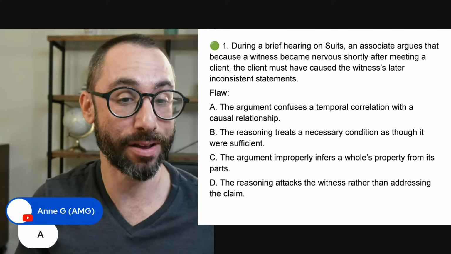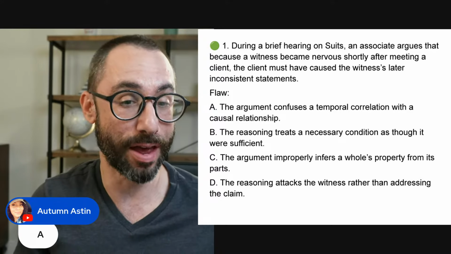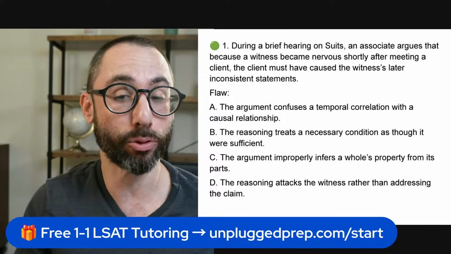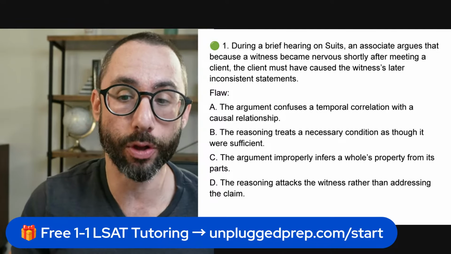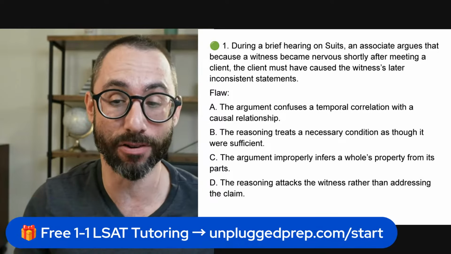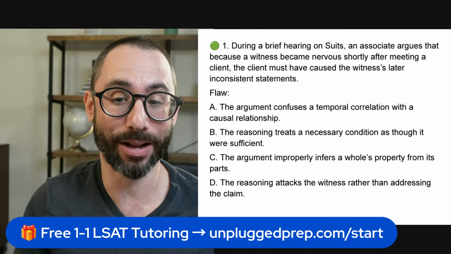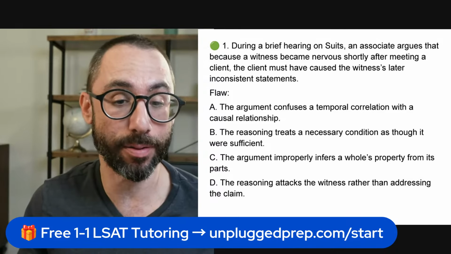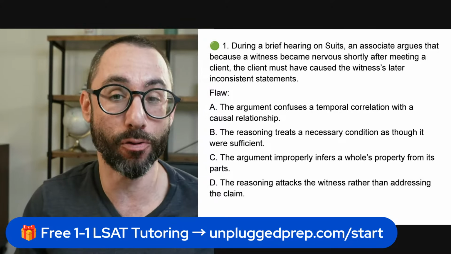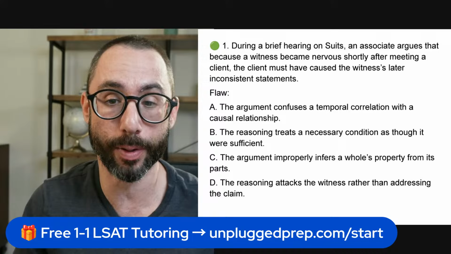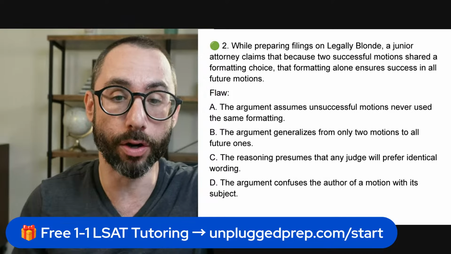I see Anne says A. Autumn says A, confusing temporal correlation, temporal meaning time-based, with a causal relationship. Denisha says A as well. Fantastic. The answer is in fact A. Simple correlation, causation, confusion. That is the flaw. That is the issue with this argument. Well done. Let's go on to number 2.